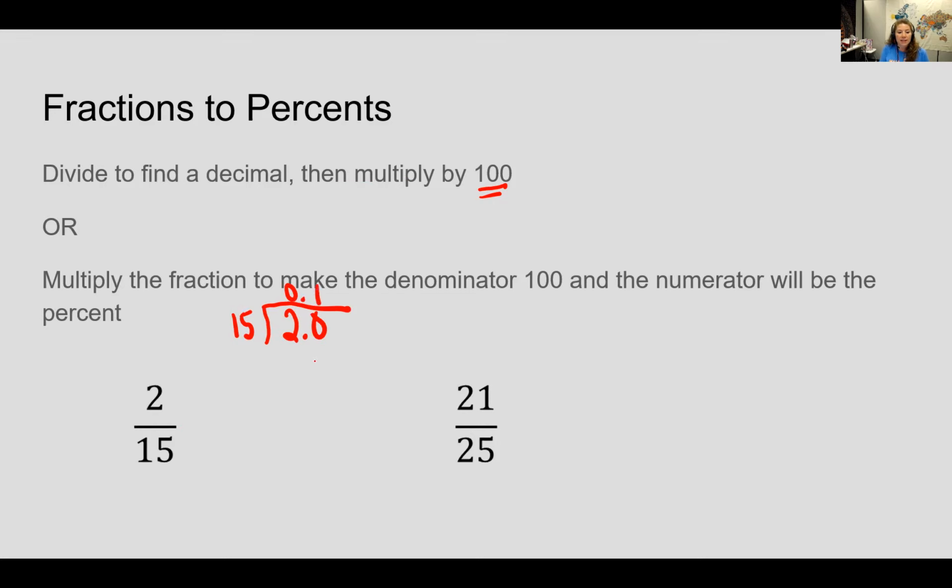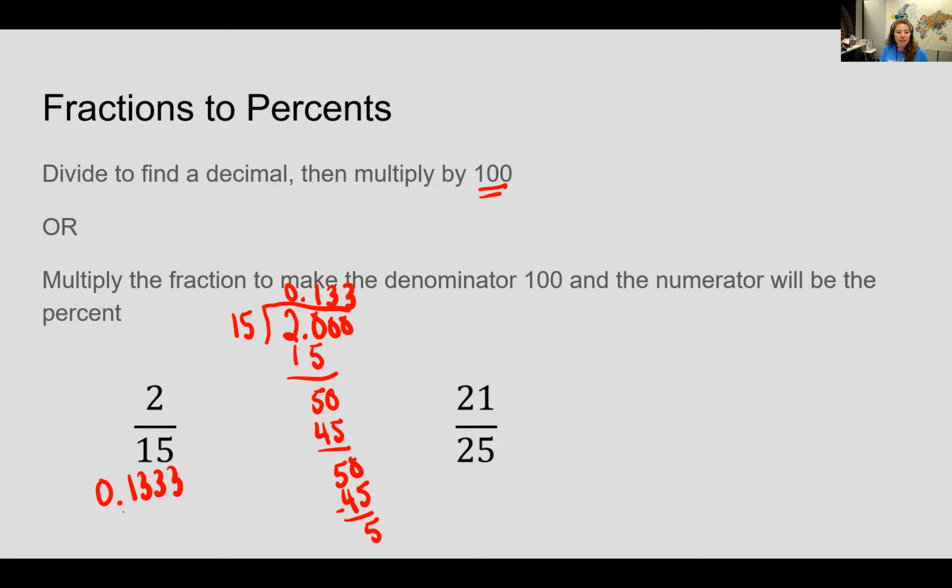15 will go into 20 1 time. 1 times 15 is 15 with a remainder of 5. Bring that 0 down. 15 will go into 50 3 times. 3 times 15 is 45. So I'm going to get a remainder of 5 each time. Bring that down. I'm going to keep getting a 3 up here because 3 times 15 is 45. I'll always get that remainder of 5. So 2/15 is equal to about 0.13333.